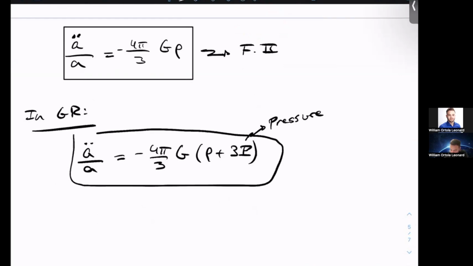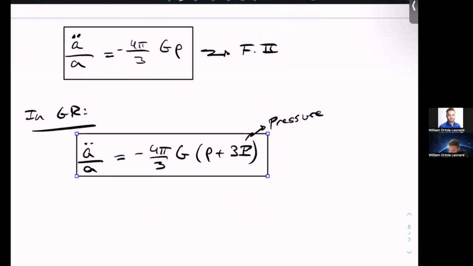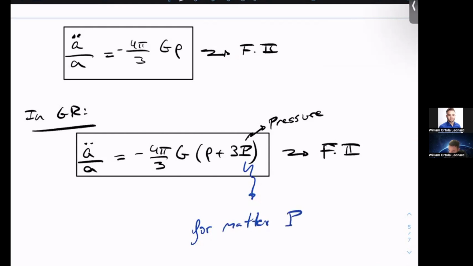This is actually also telling us something about matter. What this is telling us is that for matter, the pressure exerted by matter must be equal to 0. Otherwise, it would have also appeared in our use of Newton's gravitational law.